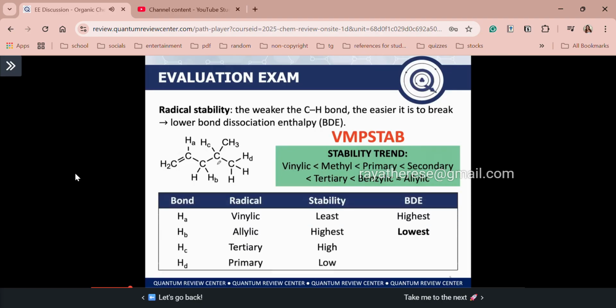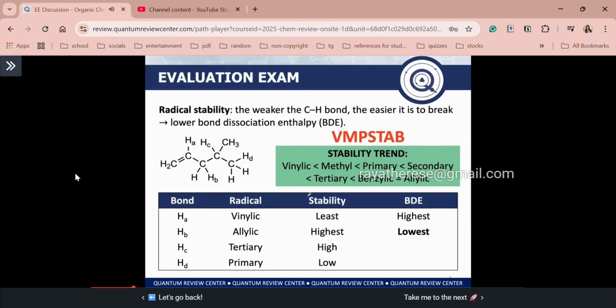So with that being said, if we are going to compare the labeled hydrogens here, vinylic po ang least stable. So ito class, kapag ni-reverse nila yung question, siya naman yung merong highest bond dissociation enthalpy. And remember, allylic again is most stable, so of course it has the lowest BDE. So remember class, ang stability trend, this is different from our carbocation trends that we discussed in your crash courses.